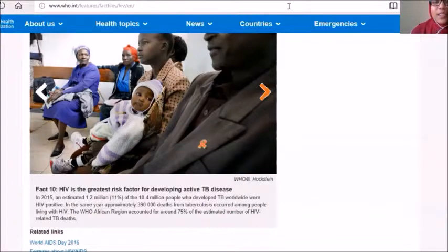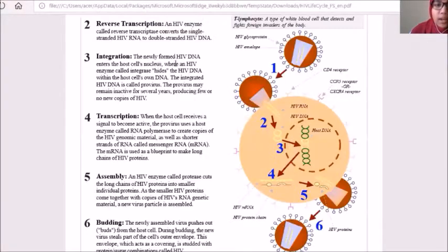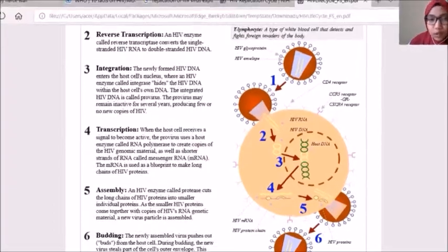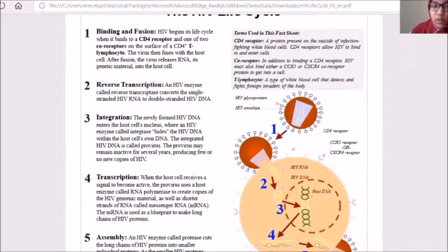That is about the replication or the life cycle of HIV in the human body. Okay, the first step, as you can see in this picture, number one, is the attachment of the virus on the human cell. This is called binding or the fusion of HIV.